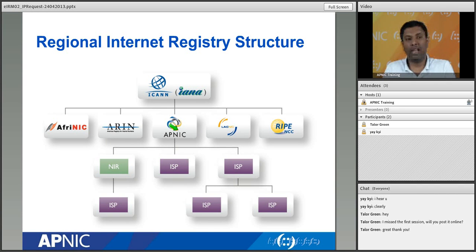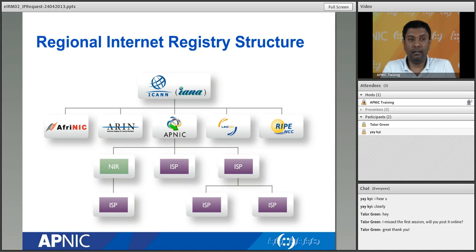The reason we have national internet registries in some countries is that this makes things much easier for that economy. So in some economies, if English is not a first language, definitely they can interact with their own national internet registry in their own language, with their own country-specific policy if they have one, right? And then they can get the address from APNIC.